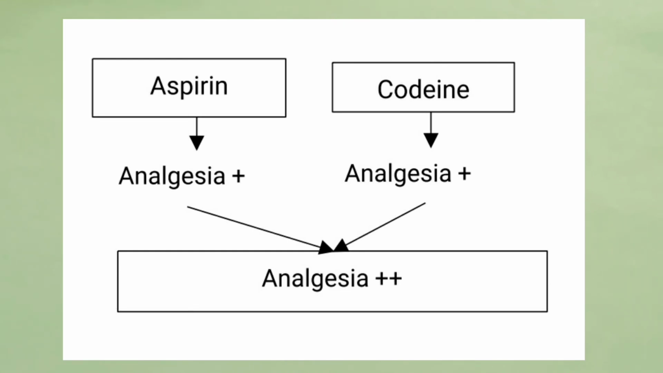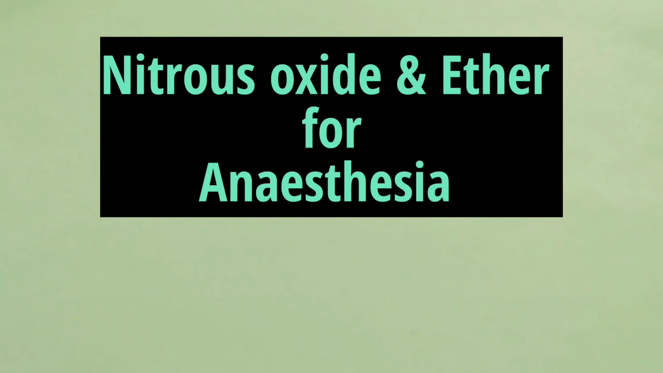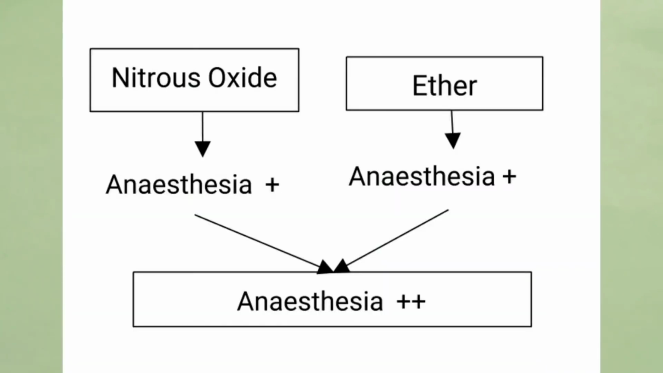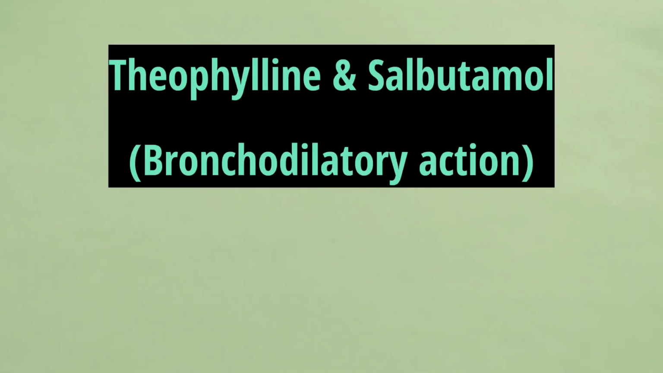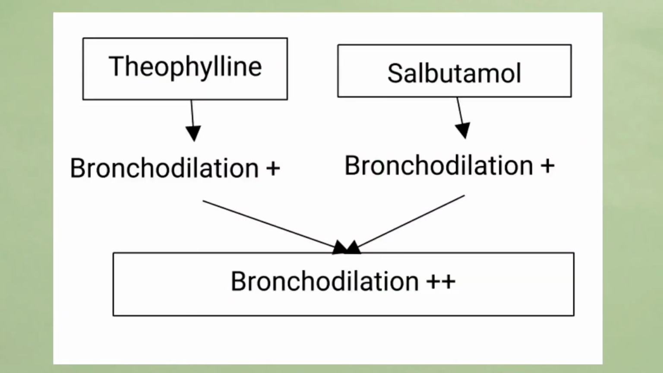Example, aspirin and codeine produce analgesia. Aspirin, by inhibiting prostaglandin synthesis, produces analgesia, whereas codeine, by acting as an agonist at the opioid receptors, causes analgesia. So, aspirin and codeine when combined together produce a greater analgesic effect. Next example, combination of nitrous oxide and ether for anesthesia. Nitrous oxide has an anesthetic effect and ether also produces anesthesia. So, when both are combined together, they produce a greater anesthetic effect.